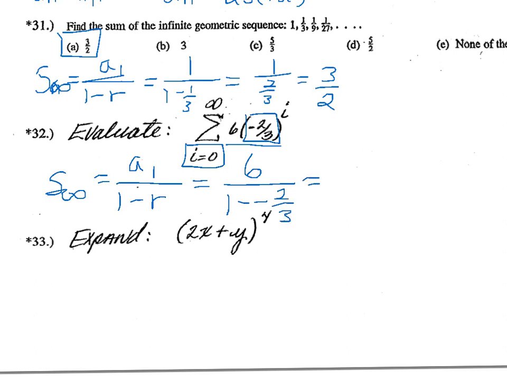So that will be 6 over 1 plus 2/3, which is 6 over 5/3. And when we multiply by the reciprocal, we have 18/5 for our final answer.